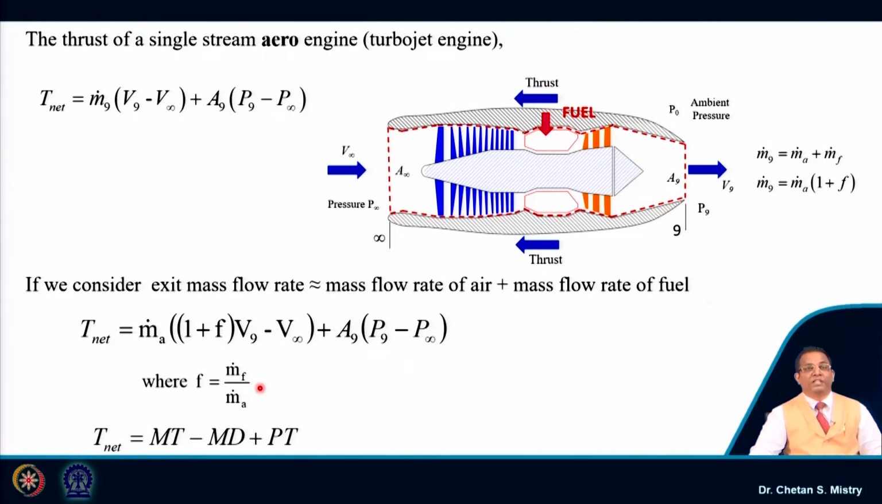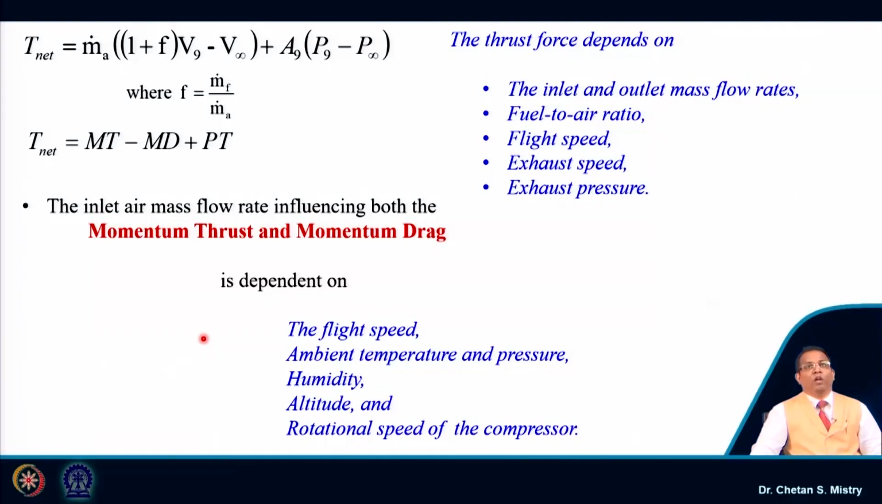So, from now onwards, as and when we write this equation, note that in the earlier case we were assuming our mass flow rate at the entry and exit to be the same. Now onwards this equation will be slightly modified in terms of 1 plus f. If we analyze this equation, it says that my thrust force depends on my inlet mass flow rate. It also depends on my outlet mass flow rate, my fuel air ratio, flight speed, my exhaust speed and exhaust pressure.